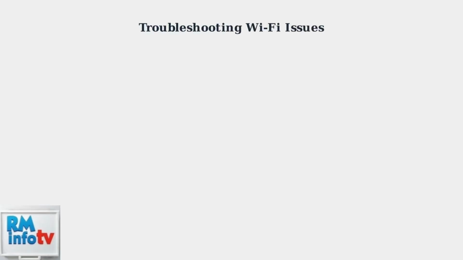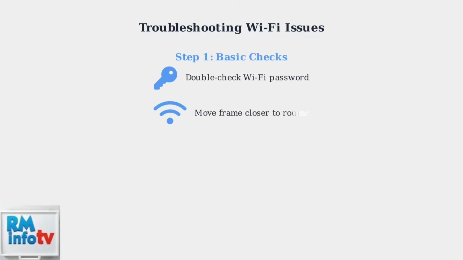When your Aura frame won't connect to Wi-Fi, there are several troubleshooting steps you can try. Let's go through the most effective solutions step by step. First, verify that you're entering the correct Wi-Fi password. Even a single character mistake will prevent connection. Also, ensure your Aura frame is positioned close to your Wi-Fi router for a strong signal.